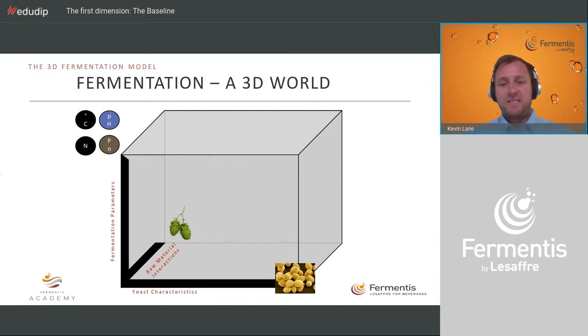Which is the 3D world of fermentation through the eyes of Fermentis. And we're going to talk about these three dimensions today, and then next week and the following week, taking each one of these axes and investigating it further. So today we're going to be talking about yeast characteristics. The best way that I've found to describe this is the intrinsic character of the yeast, or the inherent character of the yeast. And what I mean by that is when you change from one strain to another, you're not expecting exactly the same profile from one strain to a different strain.